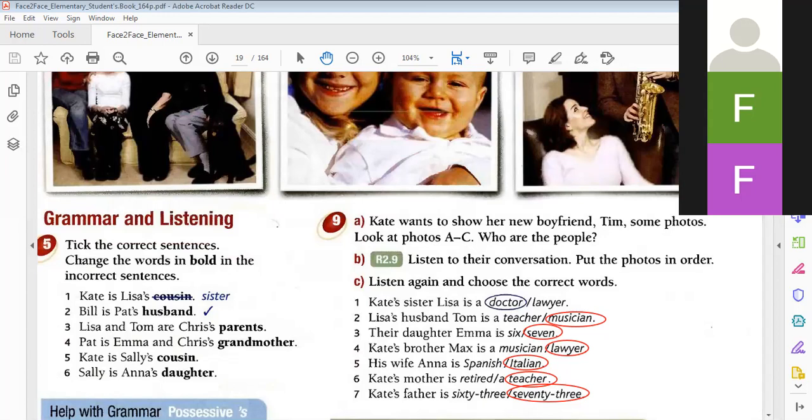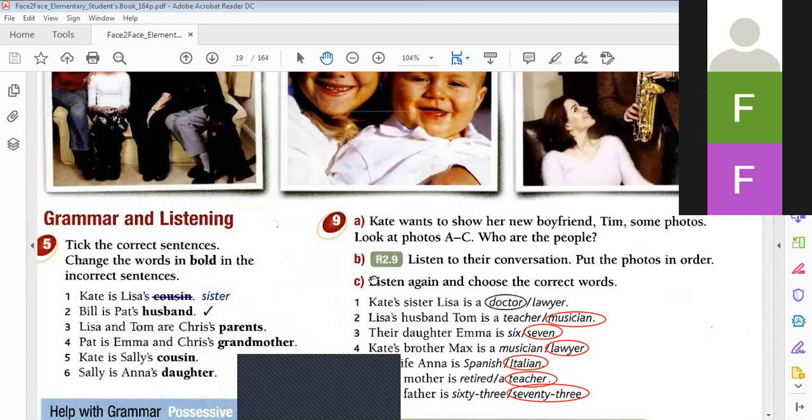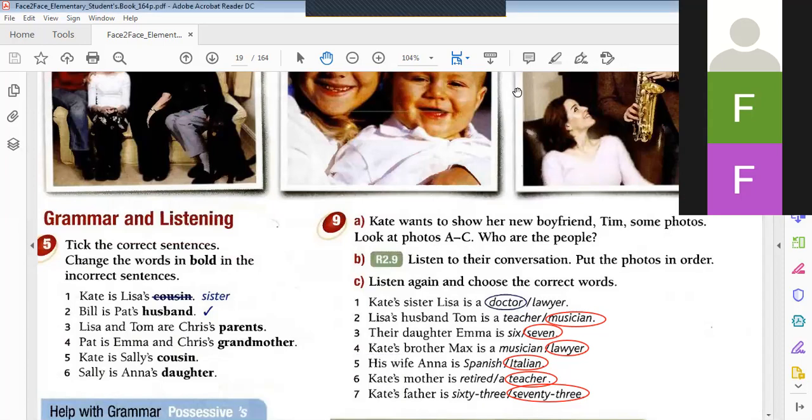OK, so this means the answers are all correct. Very nice. So let's check our next question.